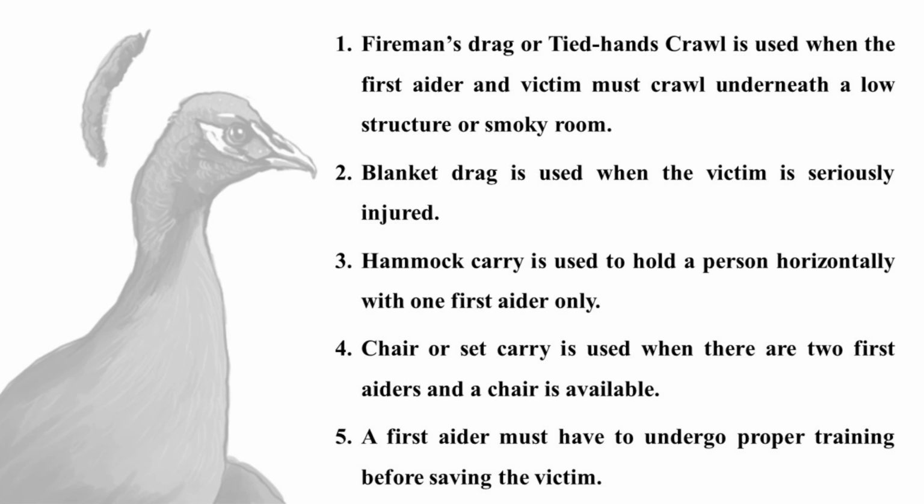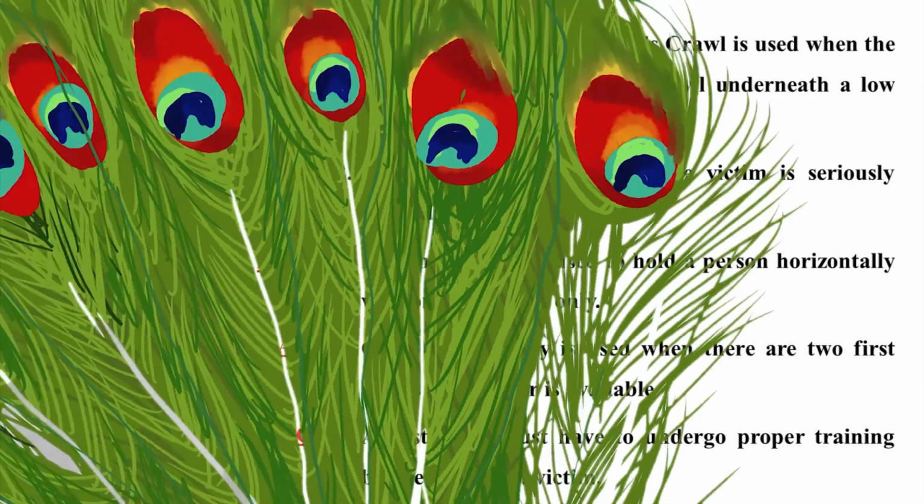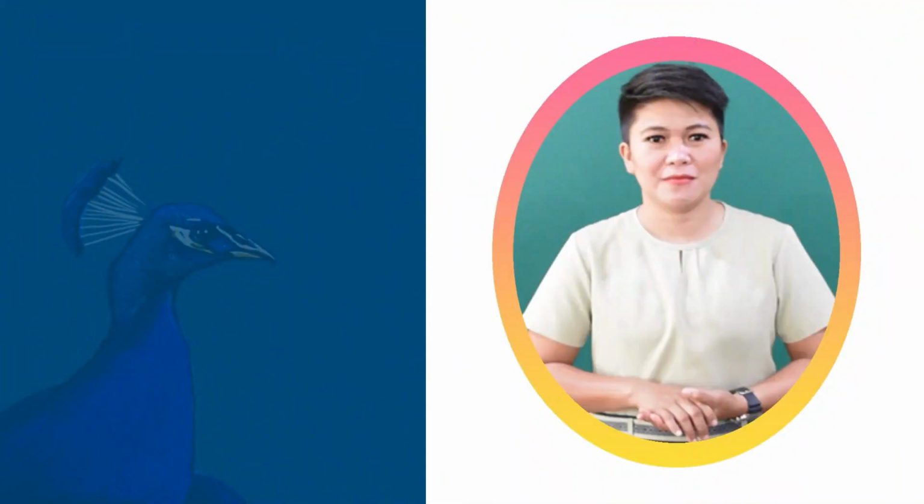We're almost done with our lesson. Here are the answers for this activity. Let's now check your answers. The answer for number 1 is fact. Number 2 is fact. Number 3 is bluff. Number 4 is fact. Number 5 is fact. How are you doing so far? That's great, if you perfectly got the correct answers.